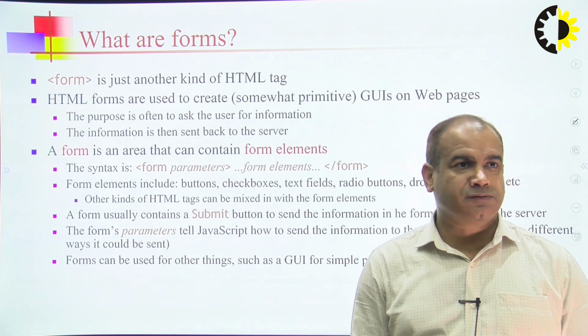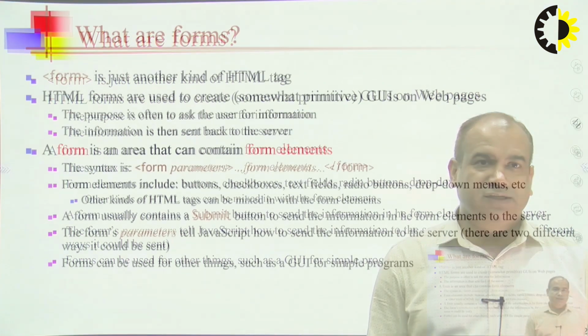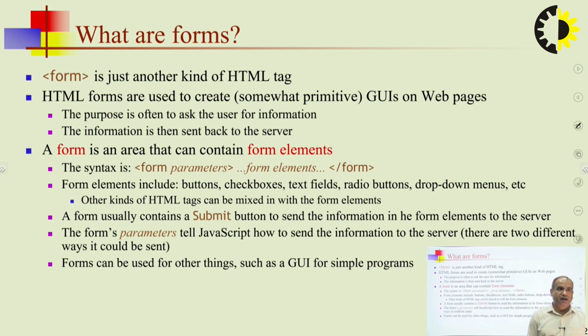So, what is a form? A form is just an HTML tag that is used to create a GUI on web pages. The purpose is often to ask the user for information. The information is then sent back to the server, where the server processes that form and gives some output, or some error if the request is not fulfilled. So, a form is an area that contains form elements.